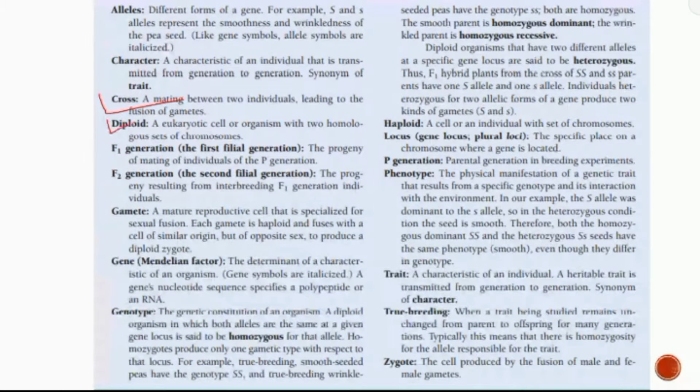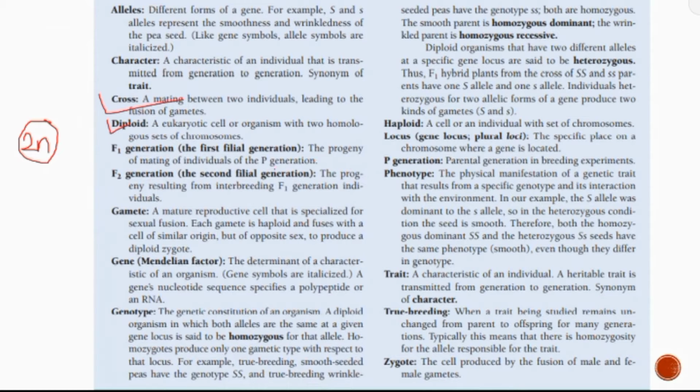Next one is diploid. Diploid means a eukaryotic cell or organism with two homologous sets of chromosomes. For example, consider humans. They have two sets of chromosomes. That is why we have 46 chromosomes, right? Because it is a pair of 22 autosomal and 1 sex chromosome.